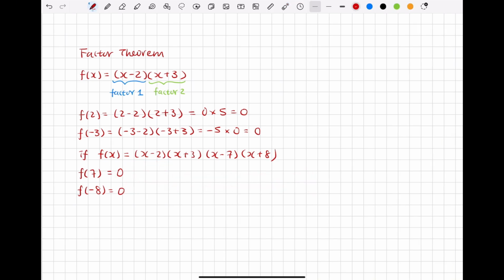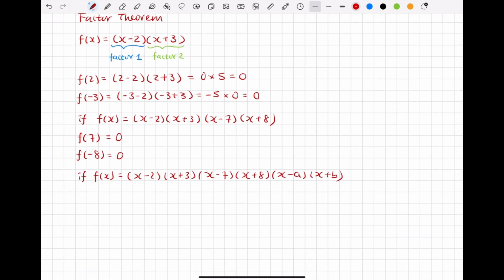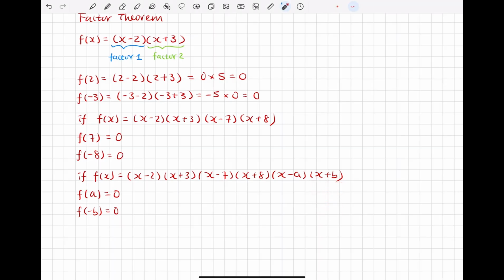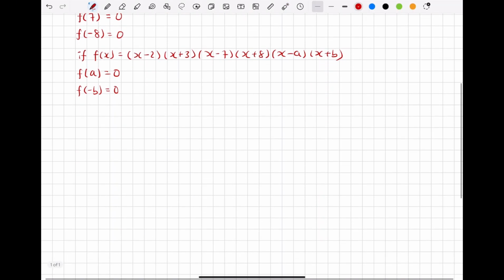If I multiply this function by (x − a)(x + b), we can see that f(a) is going to be 0 because a − a is going to be 0 when we substitute a into the function. f(−b) is going to be 0 as well because −b + b will be 0. And we don't care what we have in the other brackets, because 0 multiplied by anything is going to be 0.